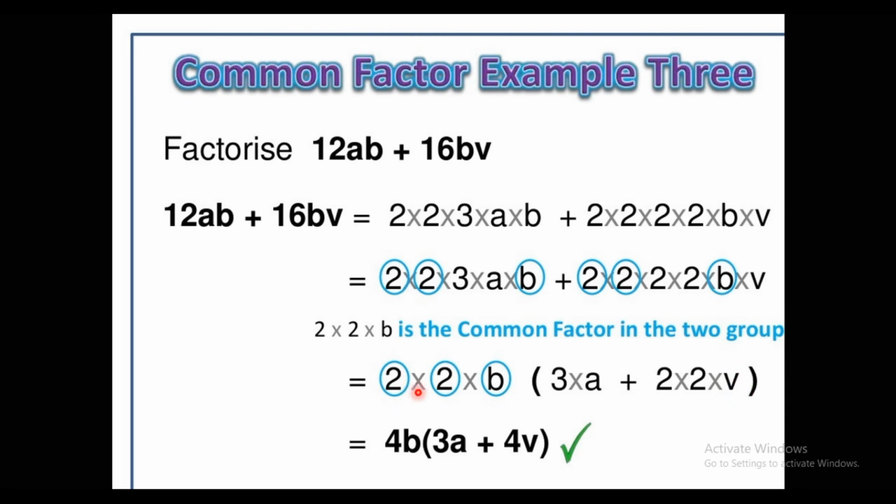Outside the first bracket, 2 into 2 into B, which is 4B, and in the first bracket 3 into A, 3A. 2 into 2 into B, which is 4B. So this is our ultimate result. So 4B is the highest common factor. Okay.